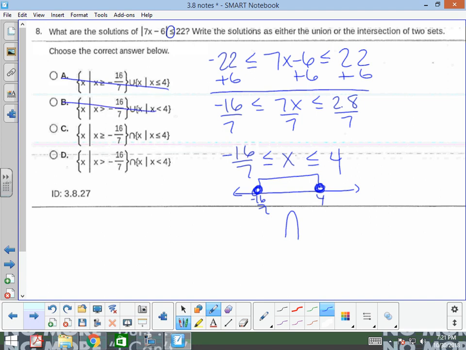Now C, let's just look at this part right here. X is less than or equal to 4, because both of these are the same, except for the equal to sign. I just now noticed that. So we're looking at less than or equal to 4. So that's C. We're looking for that equal to sign. So luckily that one was multiple choice.